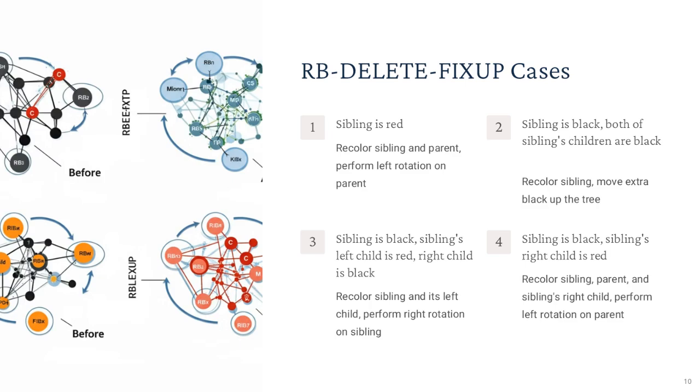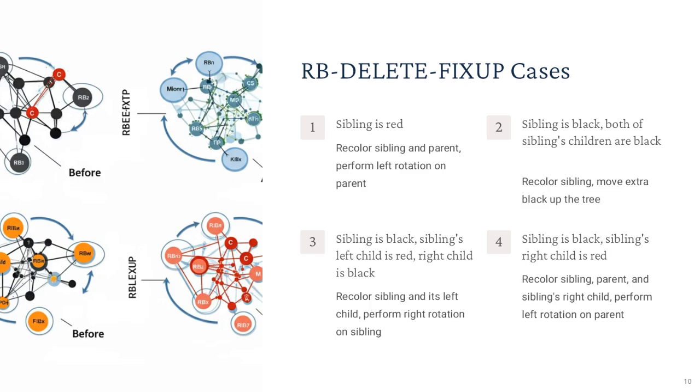In the second case, the sibling and both of its children are black. The sibling is recolored to red, and the extra black is moved up the tree, requiring further adjustments. In the third case, the sibling is black, its left child is red, and its right child is black.